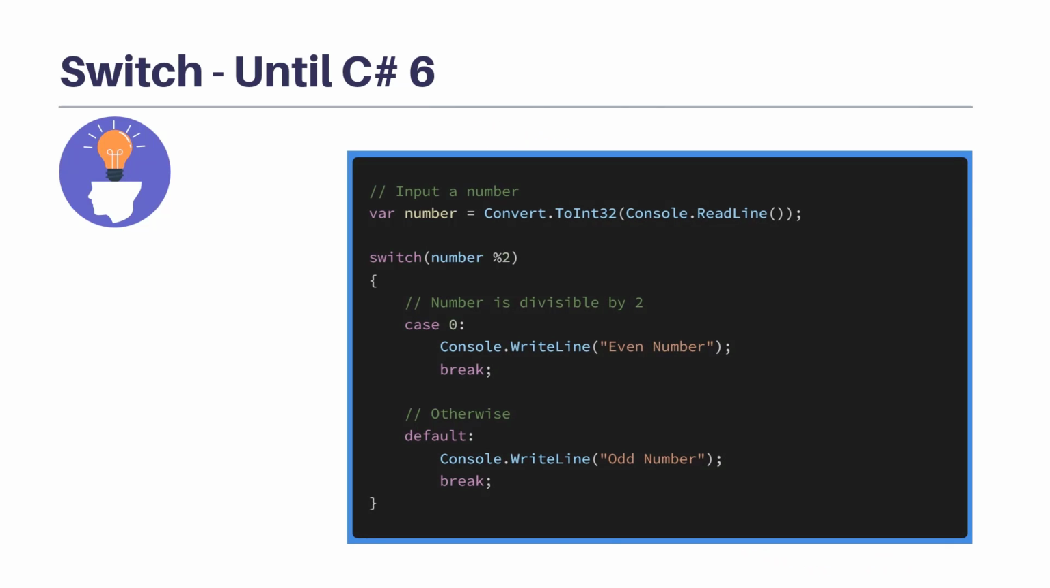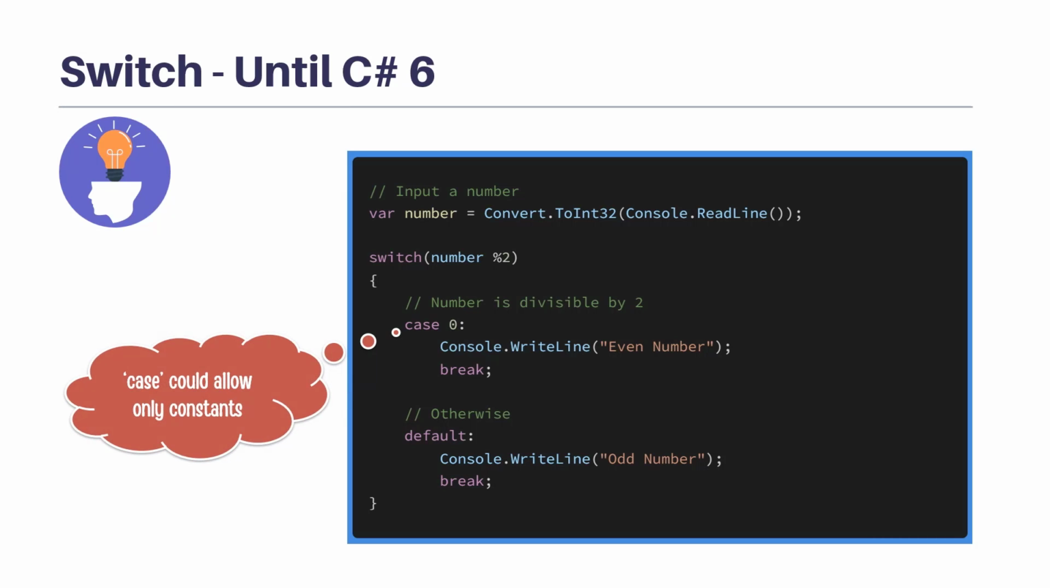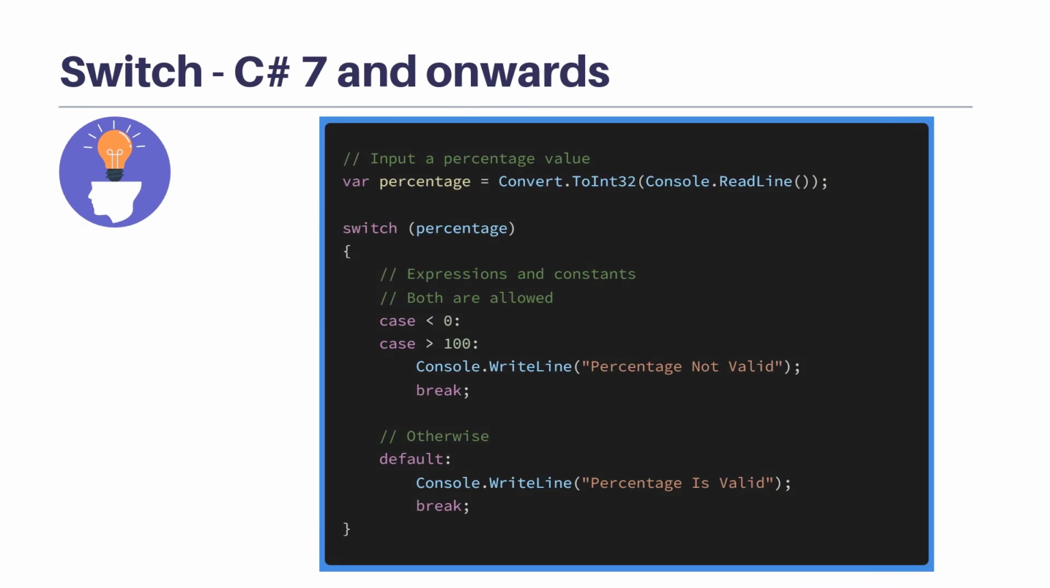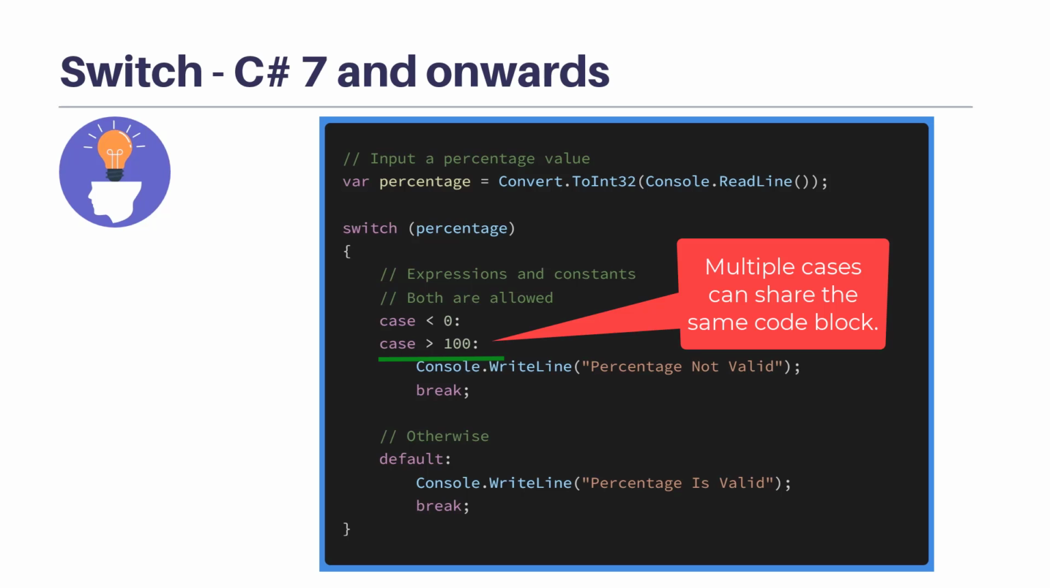Until C# 6, the switch statement was a little different than it is today. At that time, it was allowing only constants in the case statements. Expressions were not allowed. This snapshot shows one example of the switch case statement with constants. Note that this syntax is still valid with the latest versions. Starting with C# 7, any expression can be specified in the case statement. For example, the code shown here has two cases with expressions. One case checks if the percentage is less than 0, while the other case has an expression to check if the percentage is greater than 100.